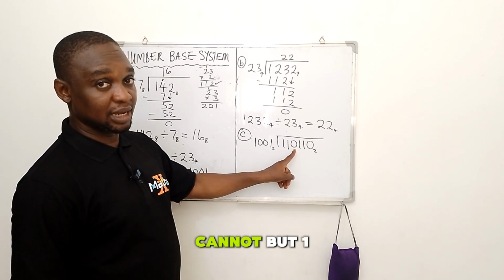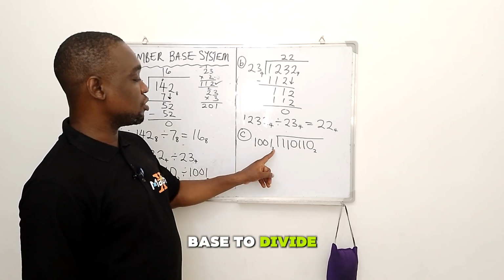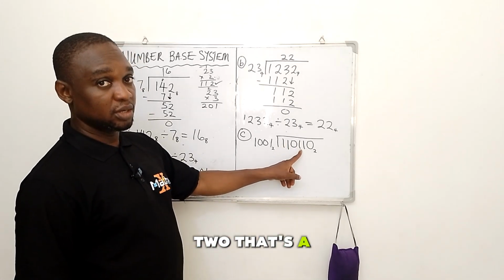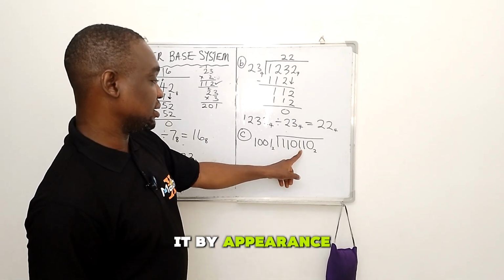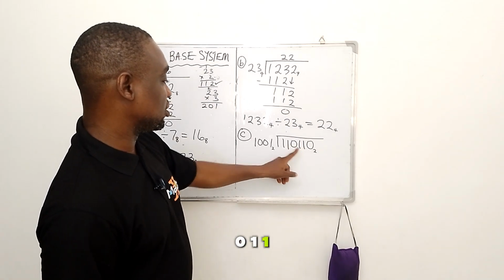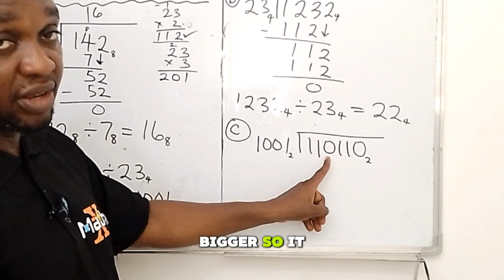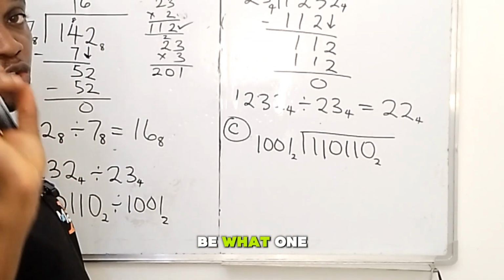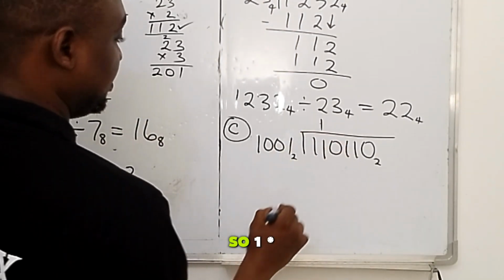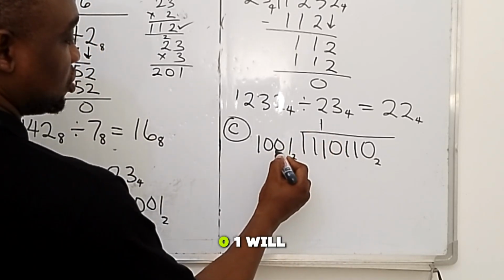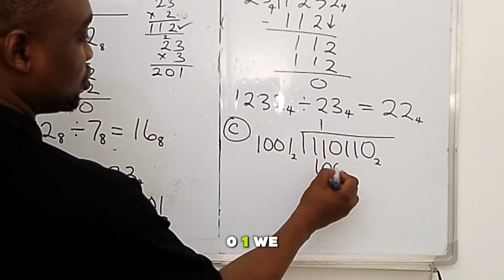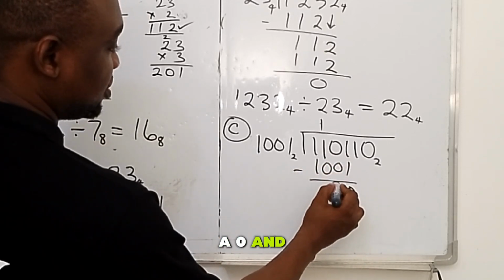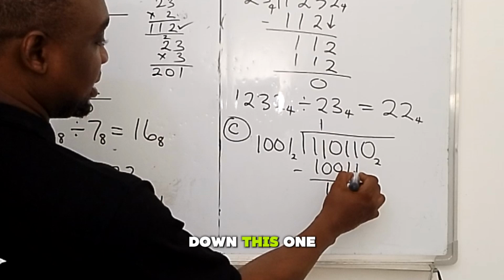But divided by 1001 base 2, that's a 4-digit number. And look at it by appearance, 1101, 1001. This is definitely bigger. So it can divide. But we are counting in base 2. So the highest notation is going to be what? 1. So we use a 1 here. So 1 times 1001 will be 1001. We subtract. We have a 0, and a 1. Bring down this 1 here.